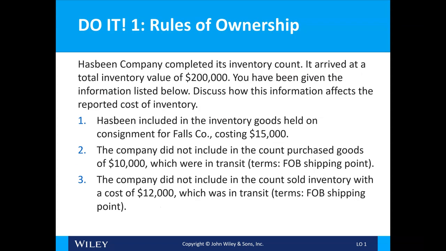The Has Been Company completed its inventory count. It arrived at a total value of $200,000. You have been given the information listed below. Discuss how this information affects the reported cost of inventory.